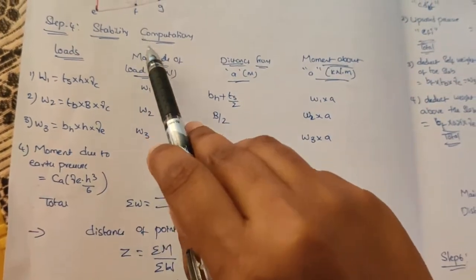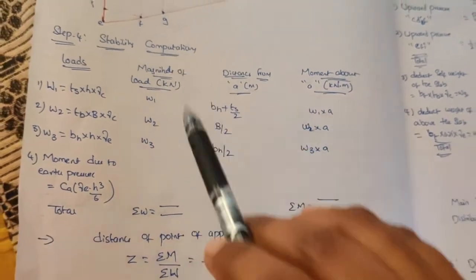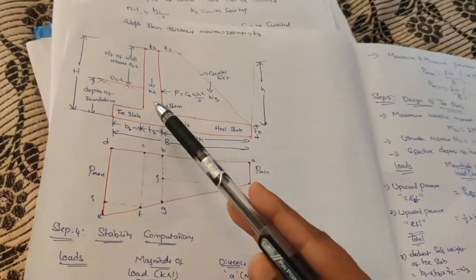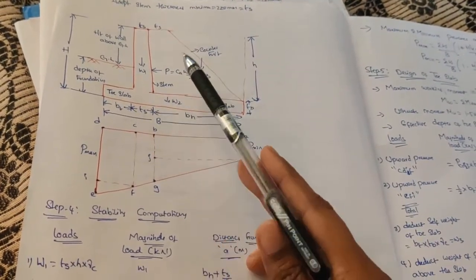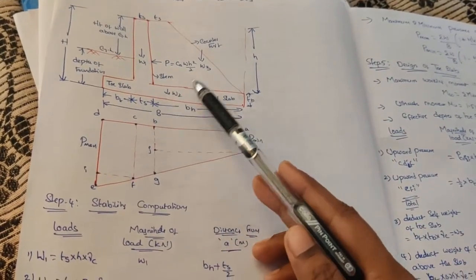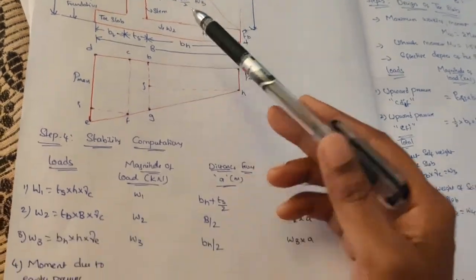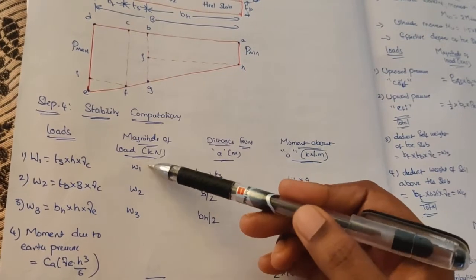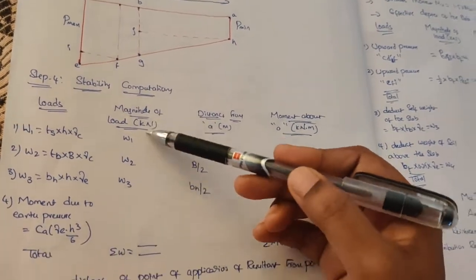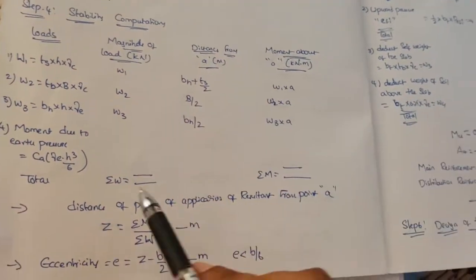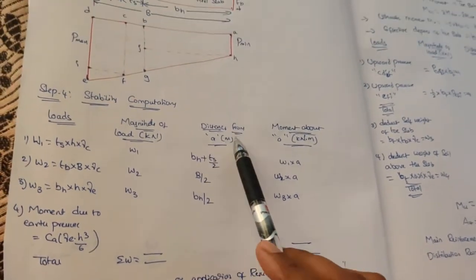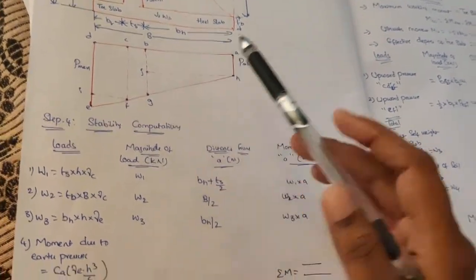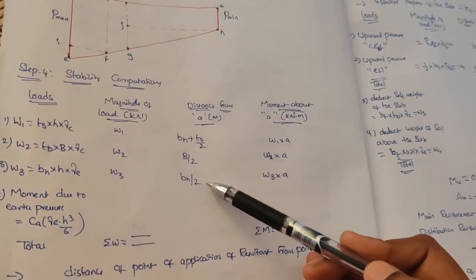So the next step, step 4, is the stability computation for the stem part. As you can see there, W1, W2, W3 are all the weights: W1 is the stem weight, W2 is the slab weight, and W3 is the backfill weight. When you find all these weights by the previous procedure, those will be W1, W2, W3. This one is the magnitude of the load, nothing but sigma W force, and the distance from the starting point of the heel slab, point A, you will find depending on these formulas.